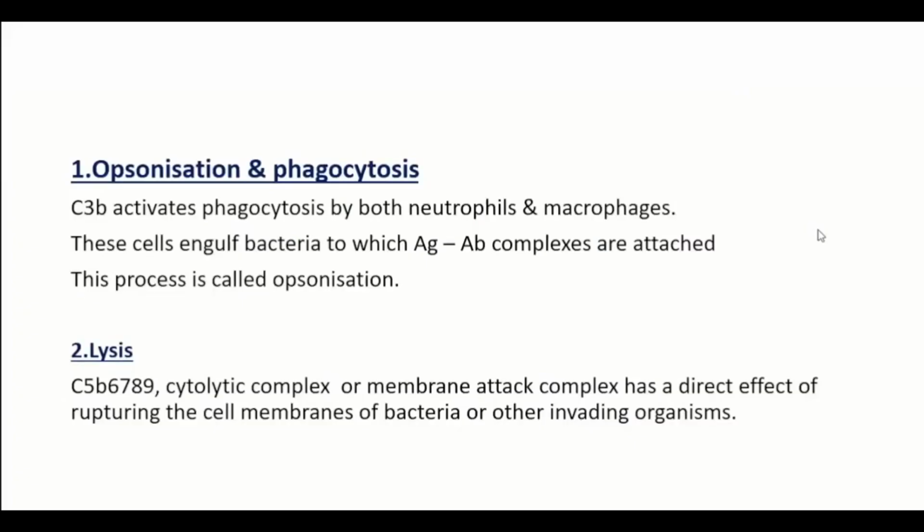Now we will see the functions of the byproducts of the classic pathway. Opsonization and phagocytosis: C3b activates phagocytosis by both neutrophils and macrophages. These cells engulf bacteria to which antigen-antibody complexes are attached. This process is called opsonization. C5b6789 is also known as the cytolytic complex or membrane attack complex, which has a direct effect of rupturing the cell membranes of bacteria or other invading organisms, resulting in their lysis.